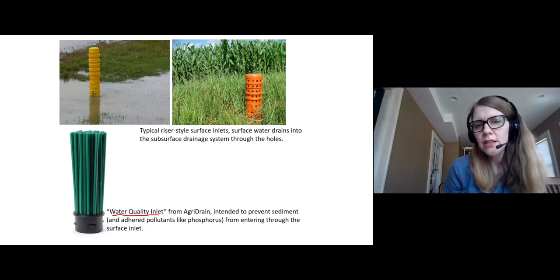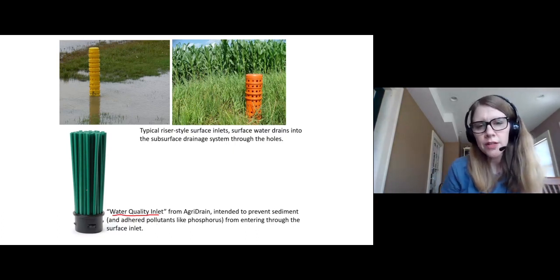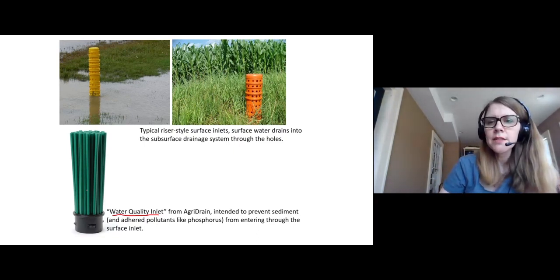And if we'd rather not load up our subsurface drainage system with sediment and the phosphorus that goes with it, maybe we could have a system like this, which filters out those sediments and adhered pollutants before the water enters the surface inlet, just by having this system that's more difficult for water to flow straight through. And if it can't flow straight through and it's got to wind around, then some of those sediment particles are going to get caught by this roughness before it enters the drain system.